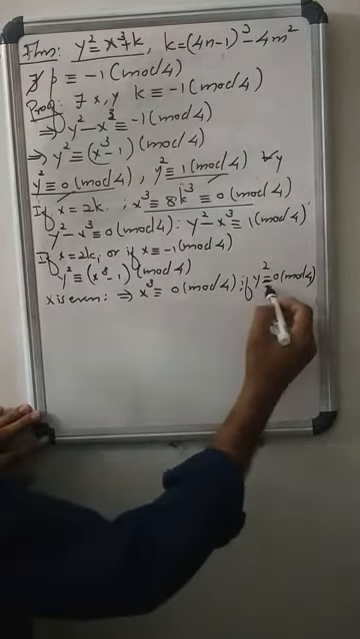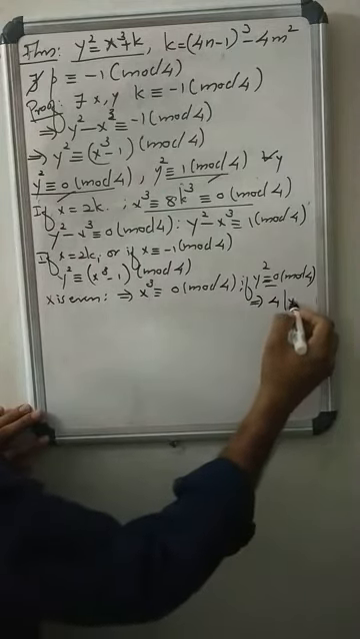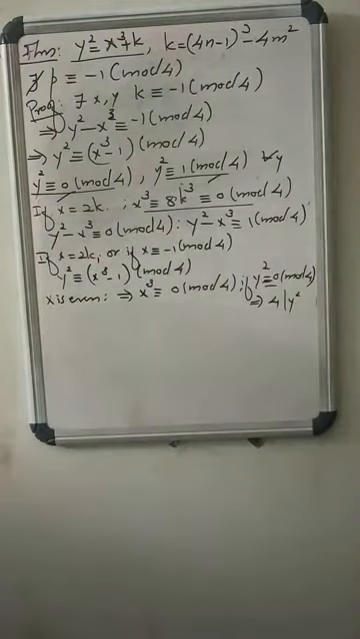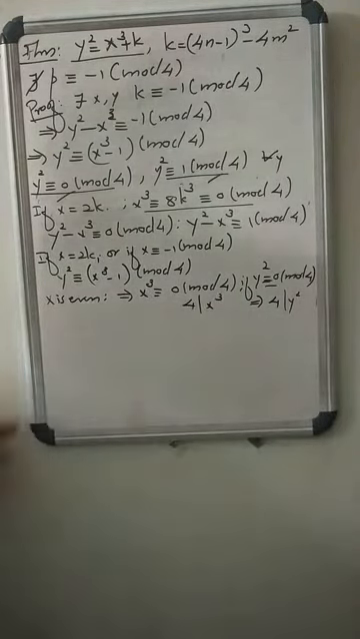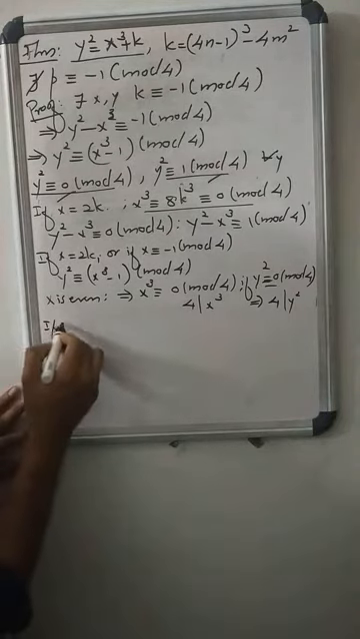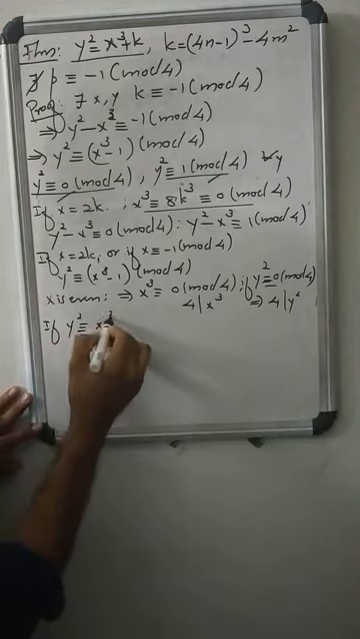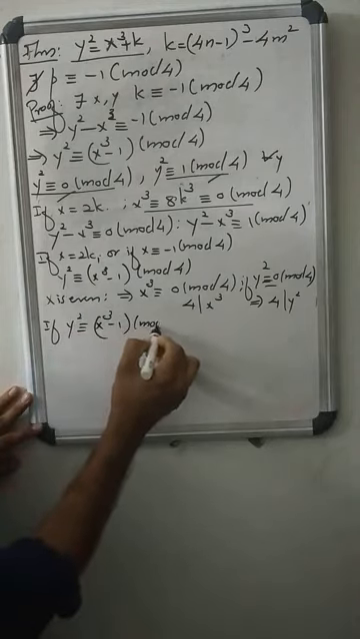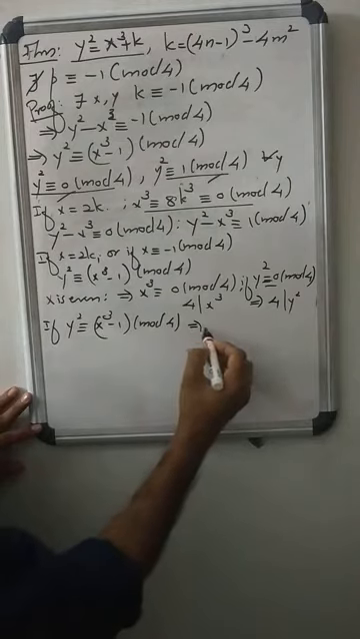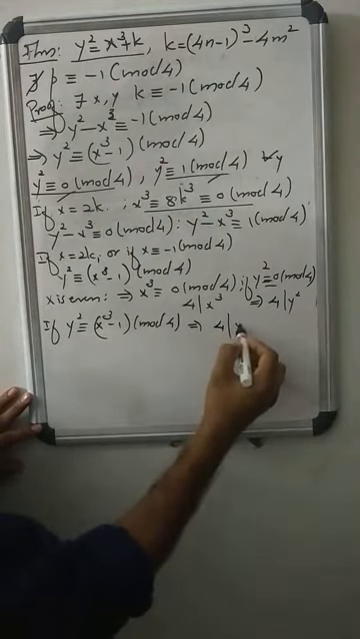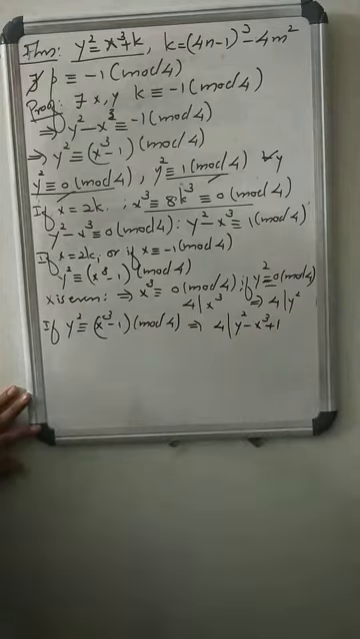And if y square is congruent to 0 mod 4, that means 4 divides y square. Agreed? 4 divides y square, and x cube congruent to 0 mod 4 means 4 divides x cube. Now, if y square is congruent to x cube minus 1 mod 4, that means 4 divides y square minus x cube plus 1. Clear?